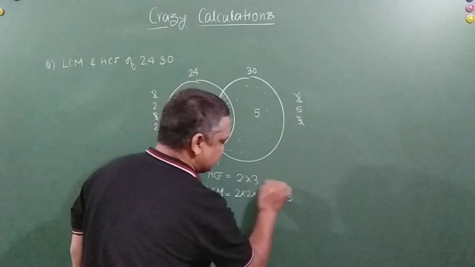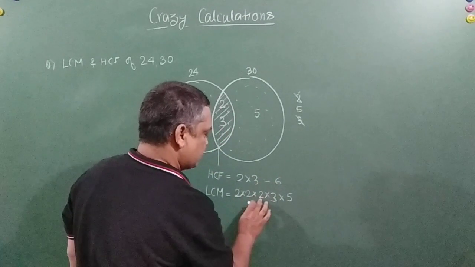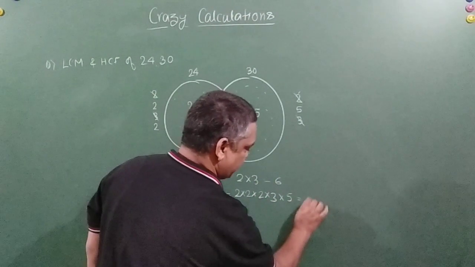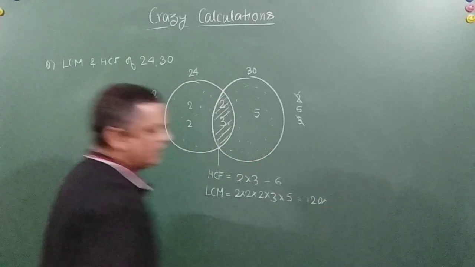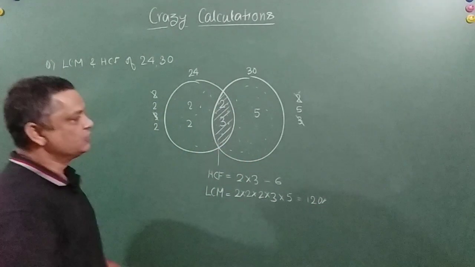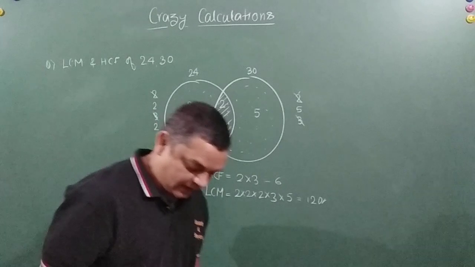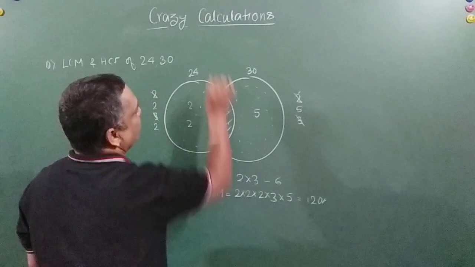So this is basically 6, and the LCM is 4 into 2 is 8, 8 into 3 is 24, 24 into 5 is 120. You got my point, right? So this is basically a pictorial representation. This we call a Venn diagram.